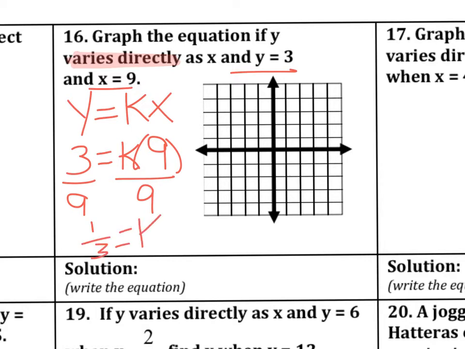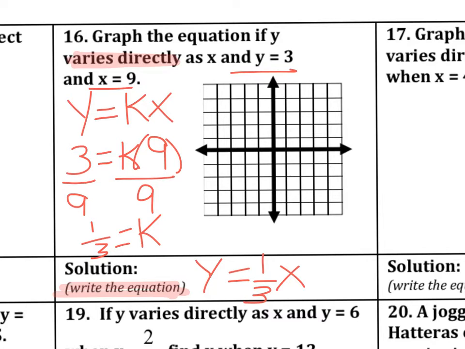So that's our k. So notice here, this is very important. The study guide right here says write the equation. So you have to plug the k back into your equation before you can graph it. So y is equal to 1/3 x is the solution.